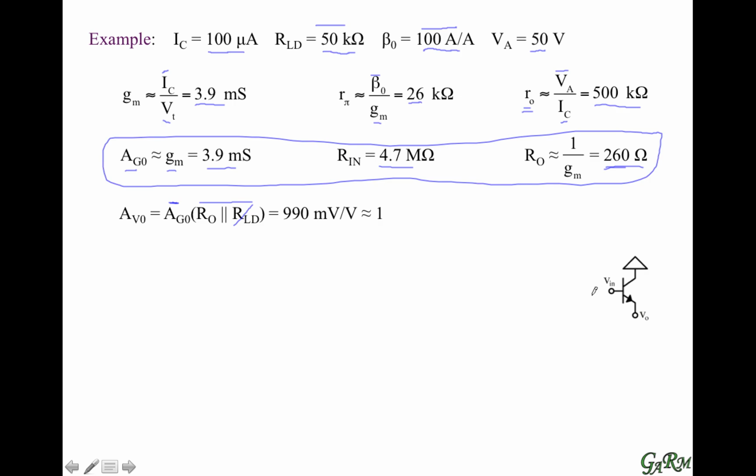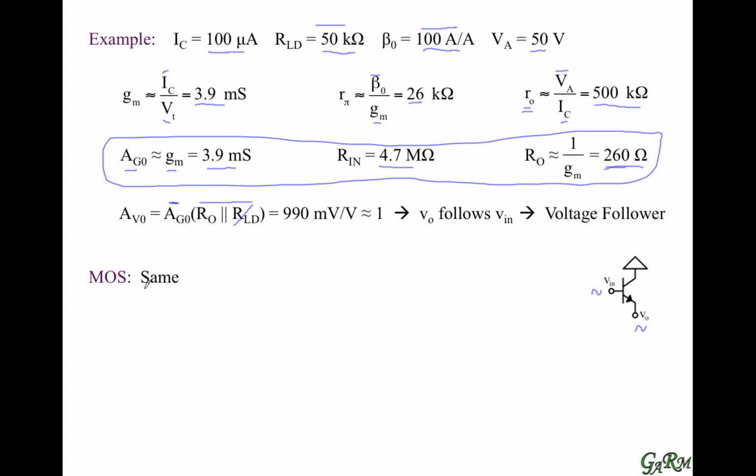So if we put a 10 millivolt sinusoid at the base, we're going to see roughly a 10 millivolt sinusoid at the output. That means that the output follows the input. And this is why we call this a voltage follower. Sometimes we call it an emitter follower, but they both mean the same thing. Well, how about the MOSFET? We said at the beginning that we would also talk about the MOSFET.